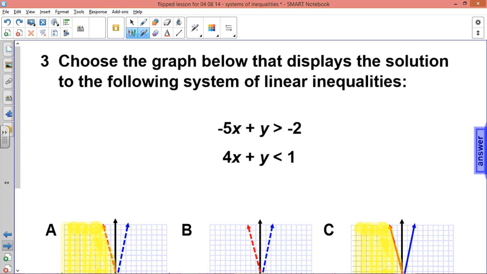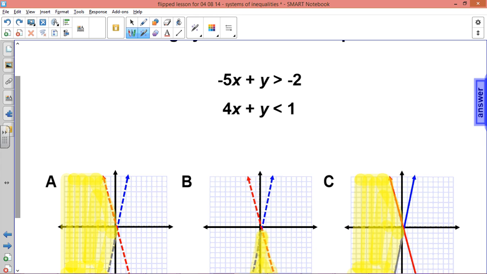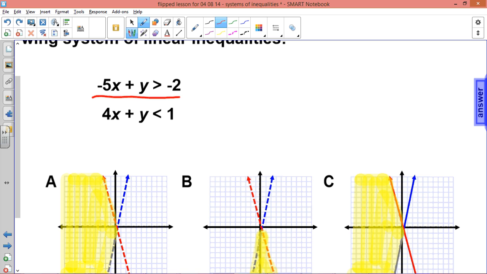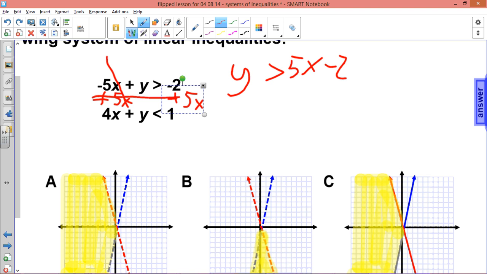Okay, this next one, they give us two equations, but they don't tell us what the slope-intercept form is. So I have to figure these out myself. I'm going to have to solve these into slope-intercept form. And so I'm going to add 5x to both sides, add 5x, add 5x. I get that y is greater than 5x minus 2. That's my red equation.